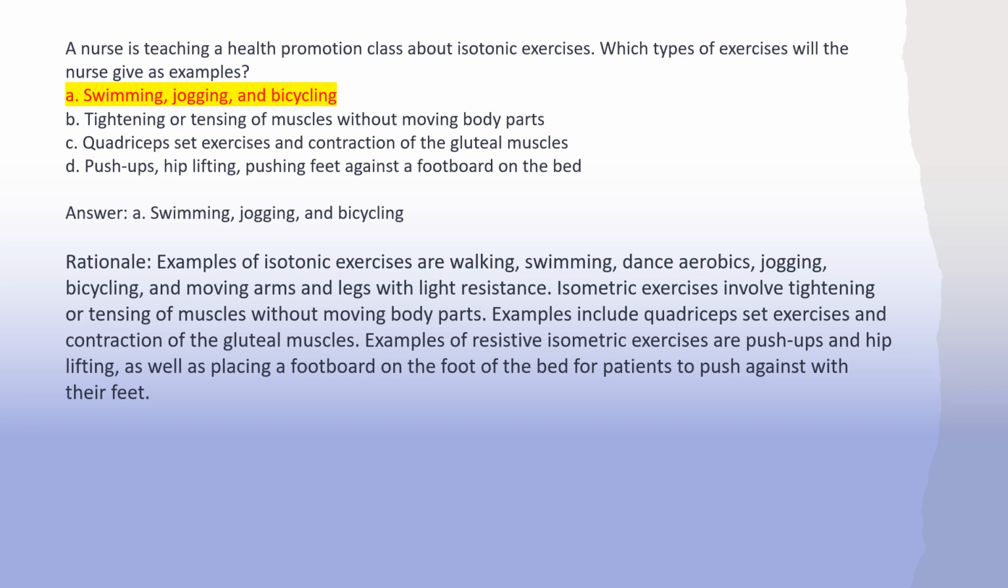Answer A. Swimming, jogging, and bicycling. Rationale: examples of isotonic exercises are walking, swimming, dance aerobics, jogging, bicycling, and moving arms and legs with light resistance. Isometric exercises involve tightening or tensing of muscles without moving body parts. Examples include quadriceps set exercises and contraction of the gluteal muscles. Examples of resistive isometric exercises are push-ups and hip lifting, as well as placing a footboard on the foot of the bed for patients to push against with their feet.